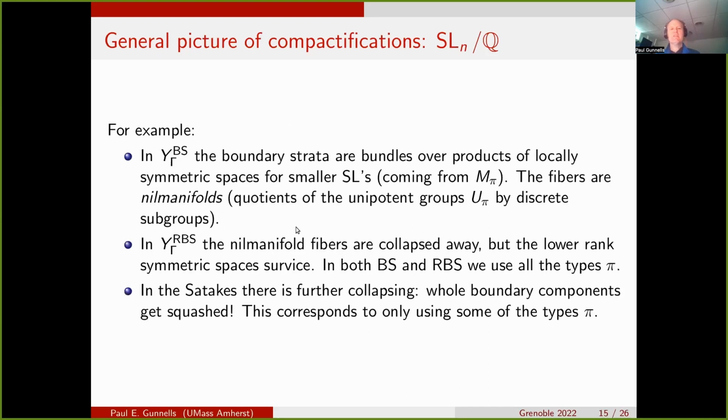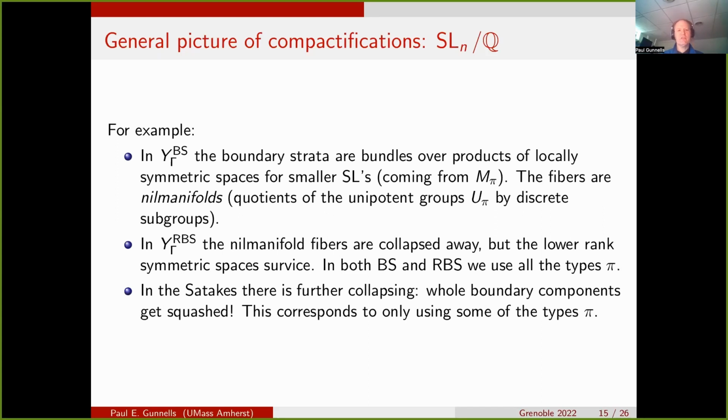Okay, but in the reductive Borel-Serre, we squash away those nil manifold fibers, and the symmetric spaces survive at infinity. Okay, and then we use all of the types. But in the Satake, you could think of it as starting with this reductive Borel-Serre and then squashing away some of the boundary components, collapsing them down.